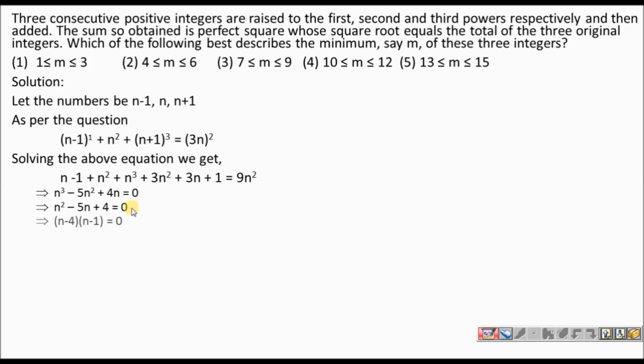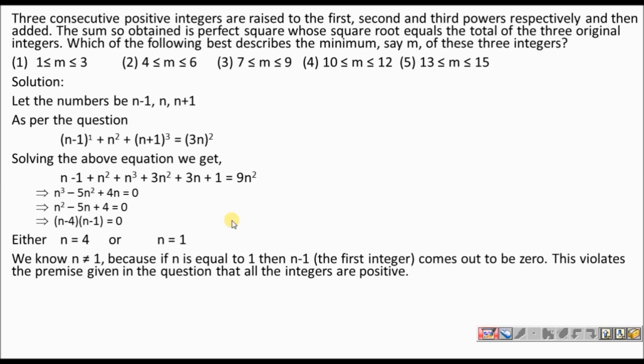Now this is a quadratic equation. Factorizing, I get n minus 4 into n minus 1. So either n equals 4 or n equals 1. Now I know that n cannot be equal to 1, because if n is equal to 1, n being my second number, my first number n minus 1 becomes 0. But I know all my three integers are positive integers. So the first number cannot be 0, because 0 is not a positive integer. This violates the premise given in the question that all the integers are positive. That's why n cannot be equal to 1. Thus n has to be equal to 4. Okay, I hope it is clear till here.